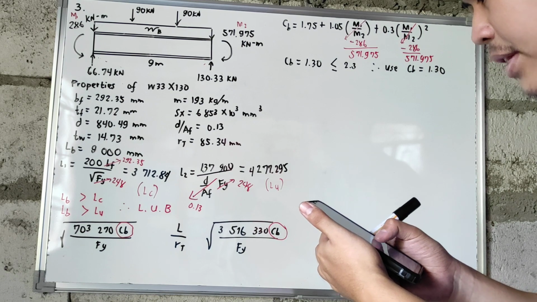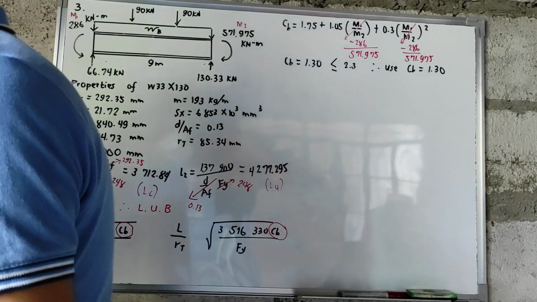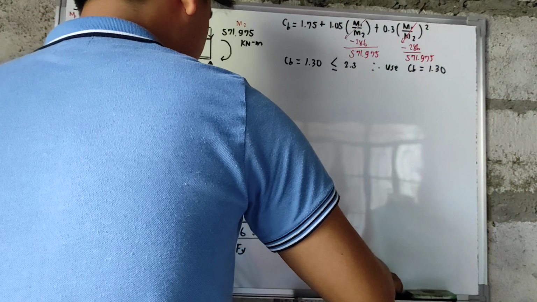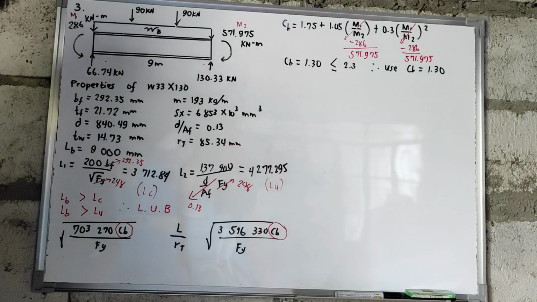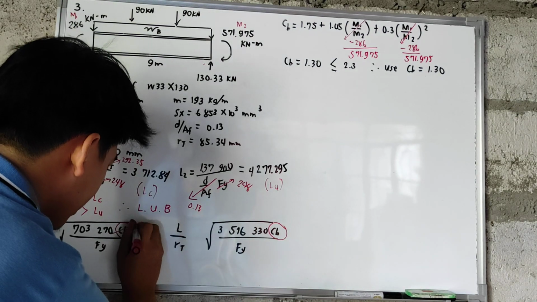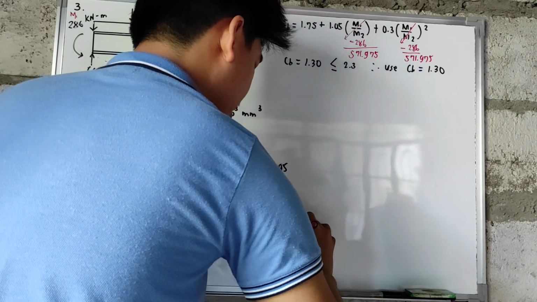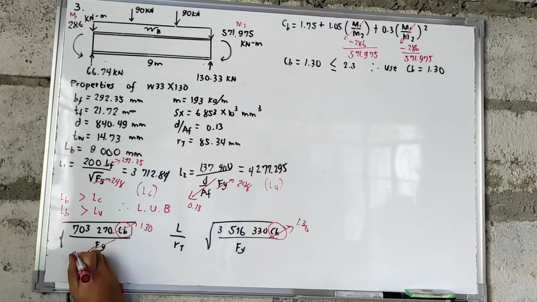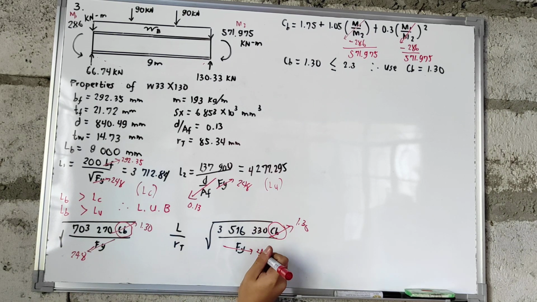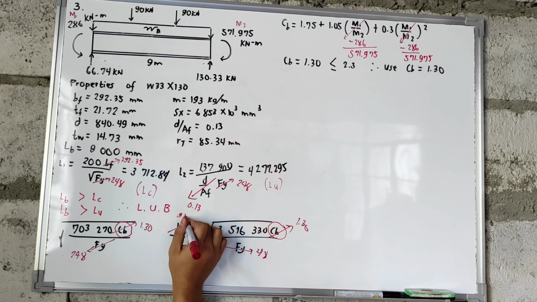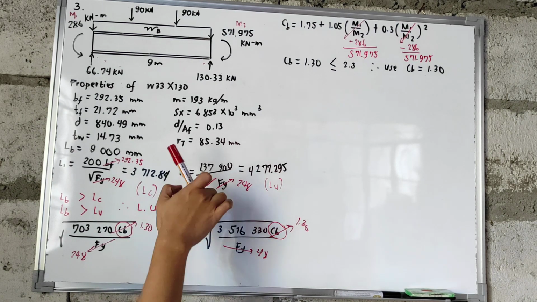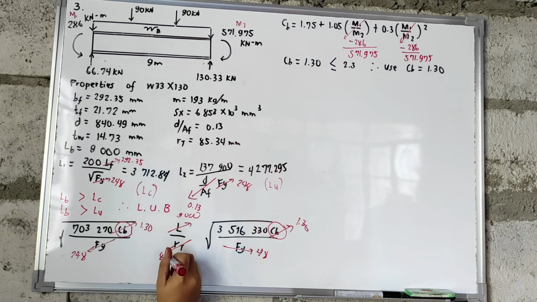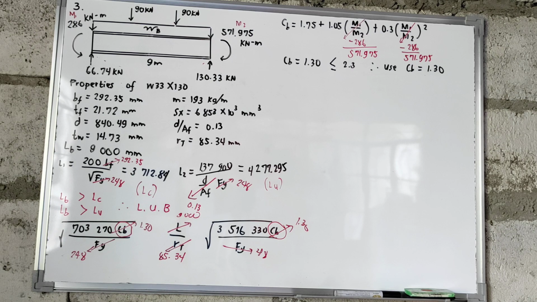Isolve na natin. Hanapin na natin yung value. Alam na natin yung value ng CB natin. CB is equal to 1.3. Same din sa kabila. Yung Fy natin, that is absolutely equal to 248. Yung N natin, that is equal to 9,000. Yung R sub T, given naman yan, 85.34. So, masusolve na natin yung value ng given natin.